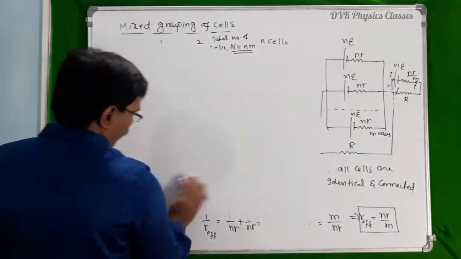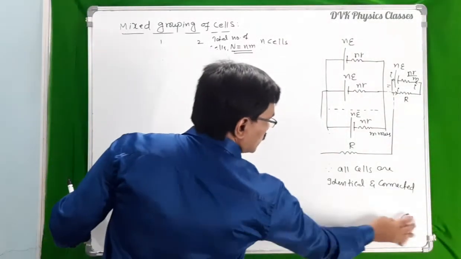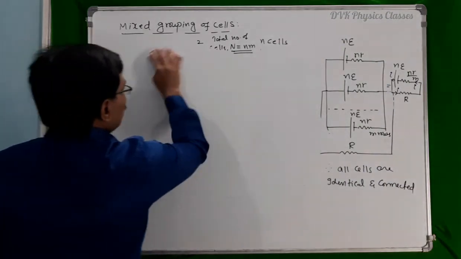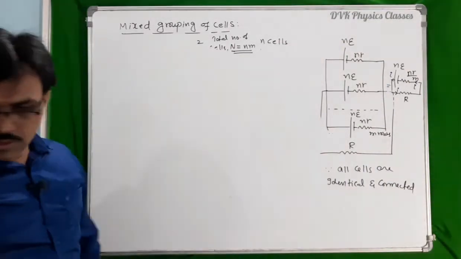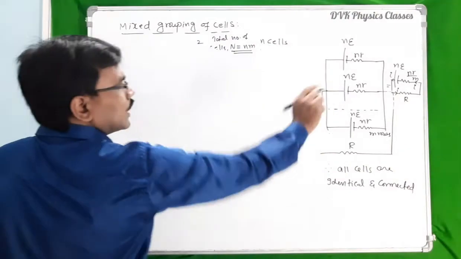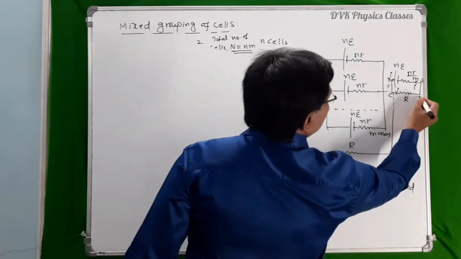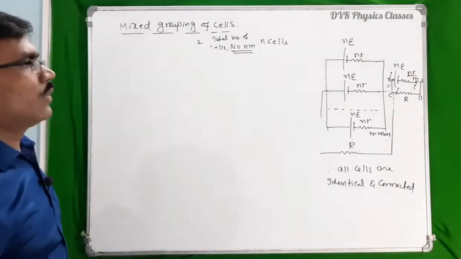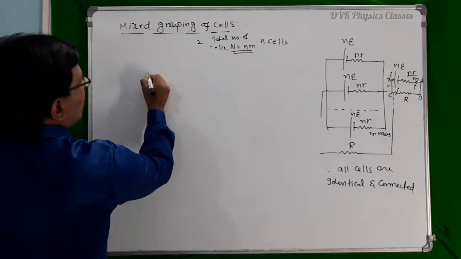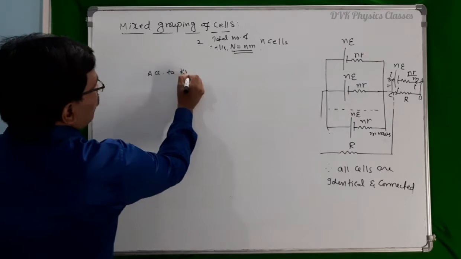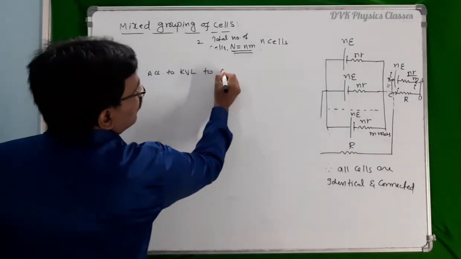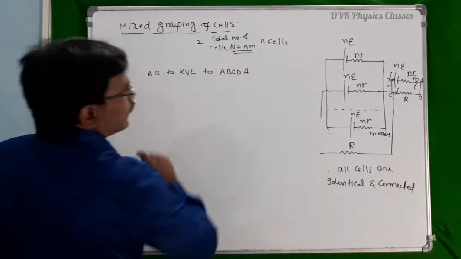Right, so once we know the net internal resistance and EMF, to find the current in the circuit, we just apply Kirchhoff's voltage law. Let me label this one A and B, and this one C and D. Now, applying Kirchhoff's voltage law to the loop A, B, C, D, A, right?